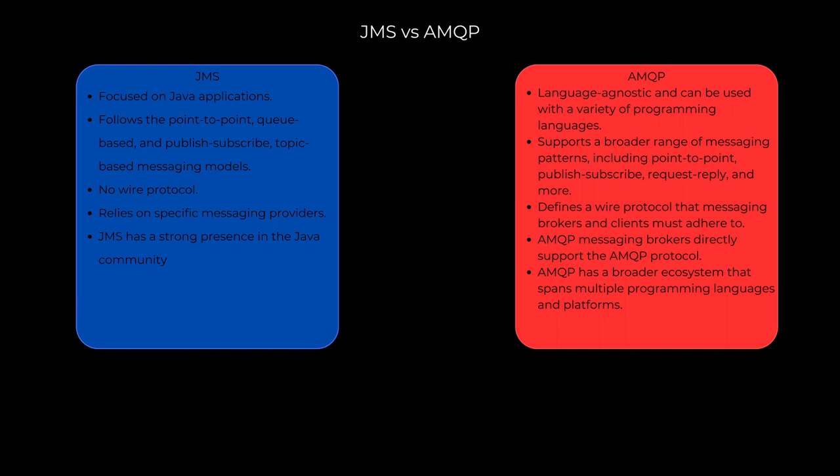In summary, JMS is a Java-centric messaging standard, while AMQP is a language-agnostic, open messaging protocol that offers greater flexibility in terms of messaging patterns and language support. The choice between JMS and AMQP depends on your specific project requirements and the technologies you are using within your distributed system. Apache Kafka is a widely used message-oriented middleware system.